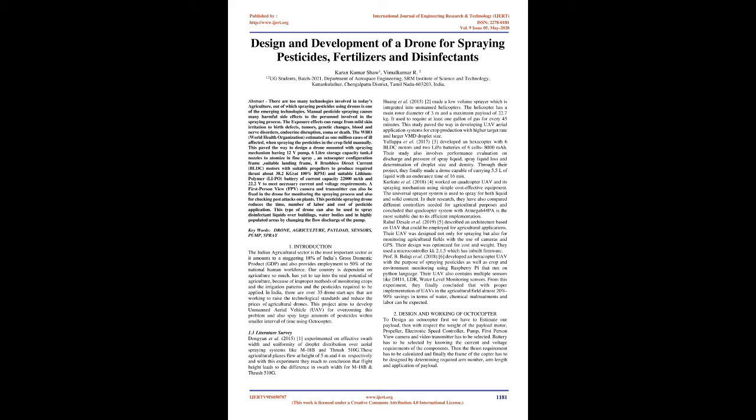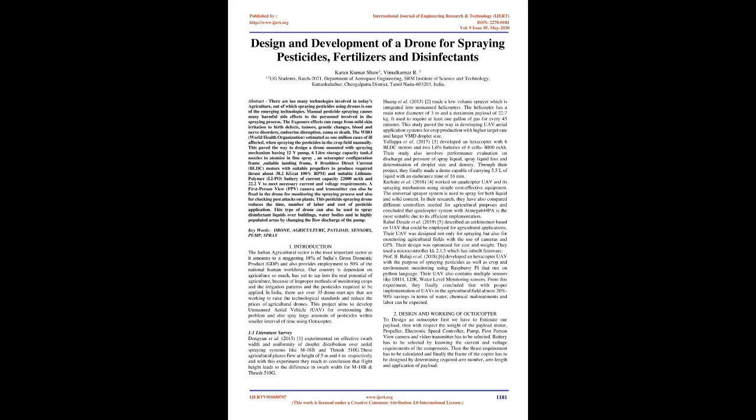Our country is dependent on agriculture so much, yet has to tap into the real potential of agriculture, because of improper methods of monitoring crops, the irrigation patterns, and the pesticides required to be applied. In India, there are over 35 drone start-ups that are working to raise the technological standards and reduce the prices of agricultural drones. This project aims to develop an unmanned aerial vehicle, UAV, for overcoming this problem and also spray large amounts of pesticides within a smaller interval of time using an octocopter.